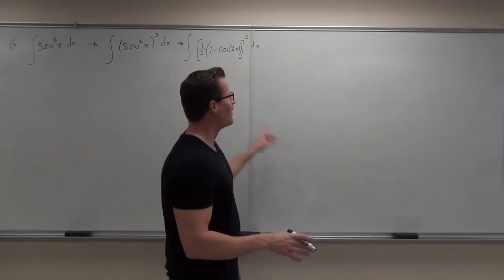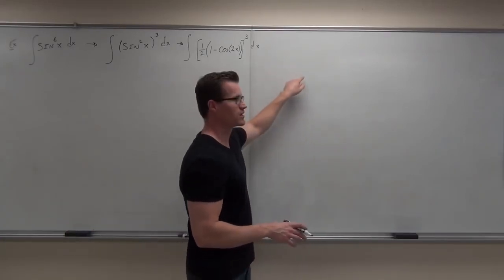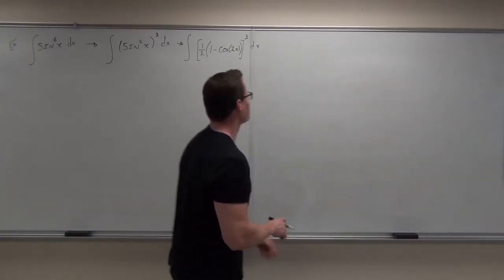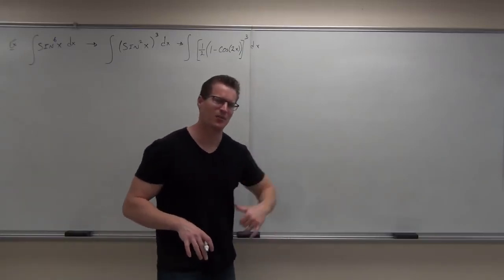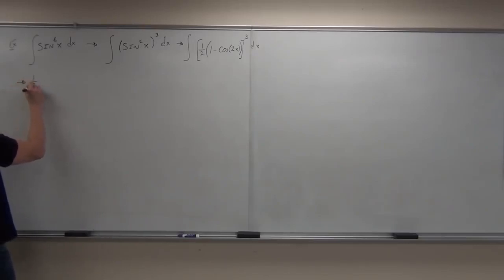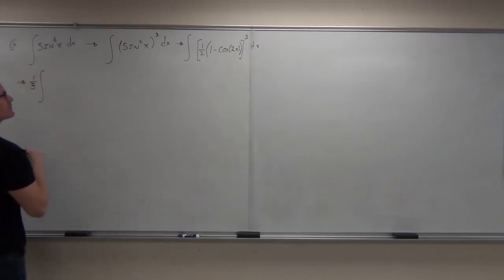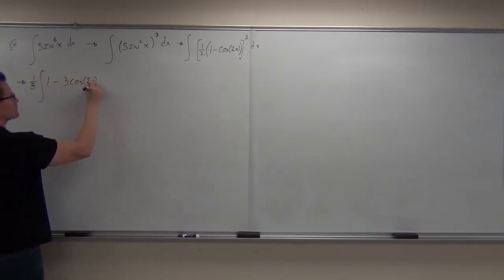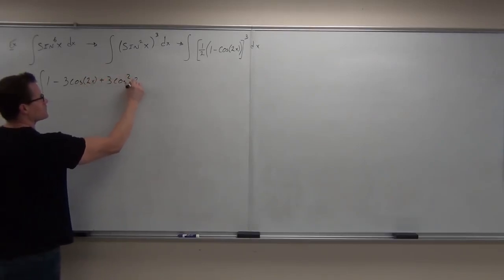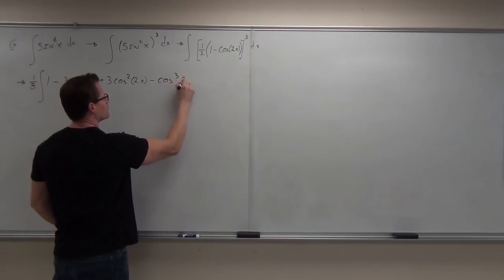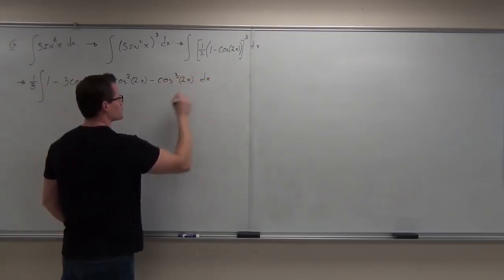So on your own right now, off to the side, do 1 minus cosine 2x times 1 minus cosine 2x times 1 minus cosine 2x. You're going to have to distribute that. I'll let you do that for a bit. I'm right on the board here. I think that's right. You want to check?